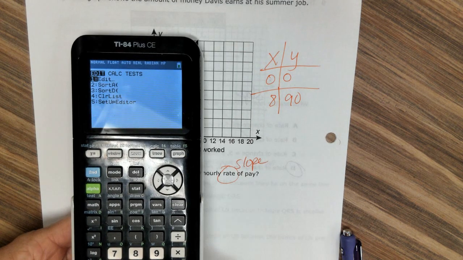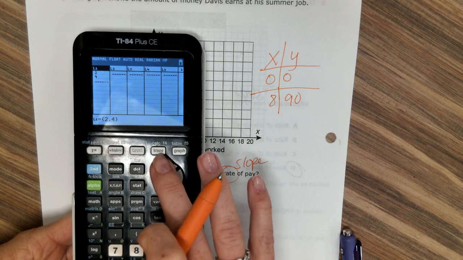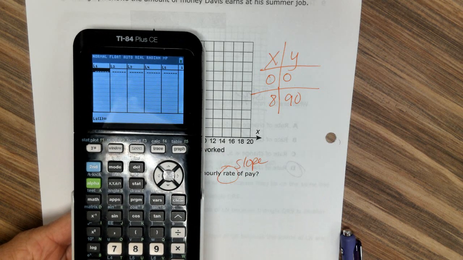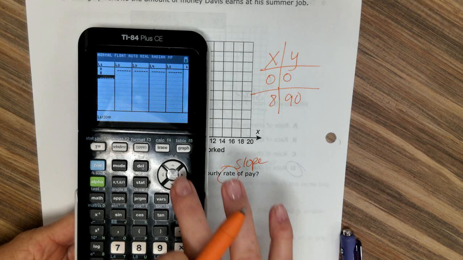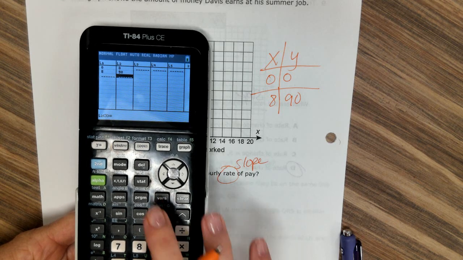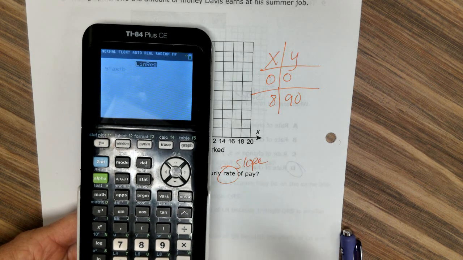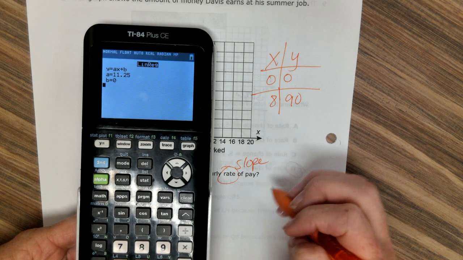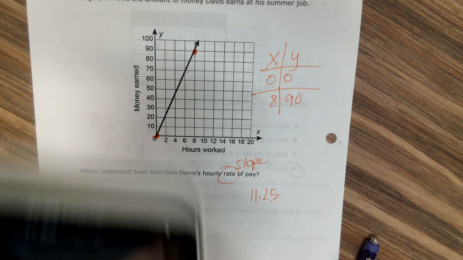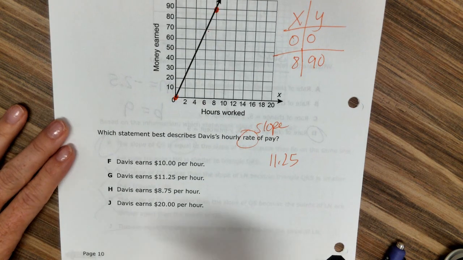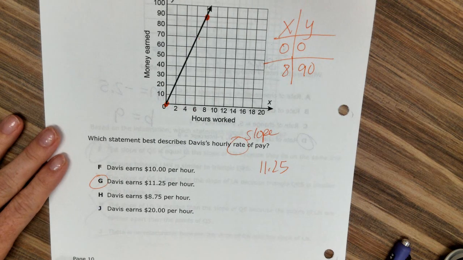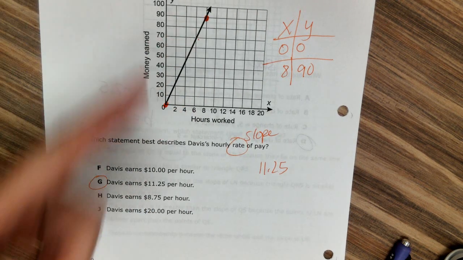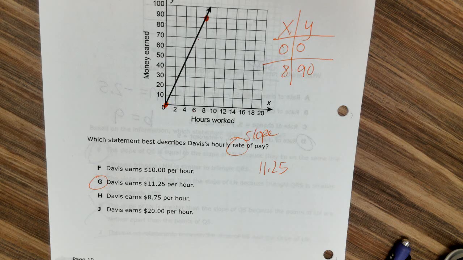So I go to stat edit. I clear out my list, 0, 890. Stat calc, option 4. What is the slope? 1125. So the answer was G. If you would have picked that other point, 670, you would have gotten like 11 point something else. So you just picked the closest answer.